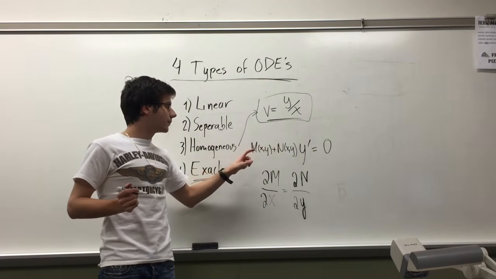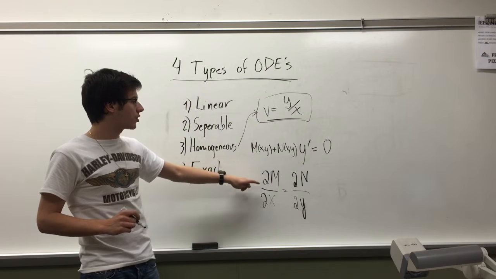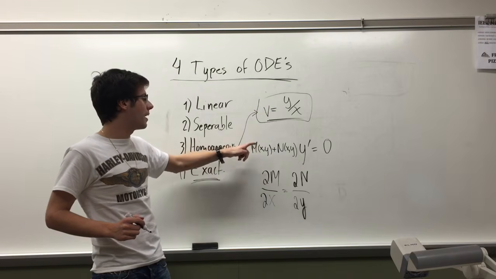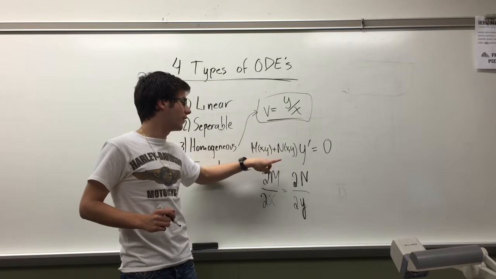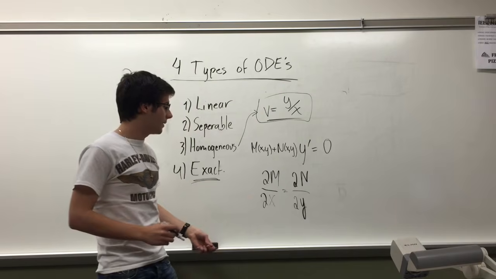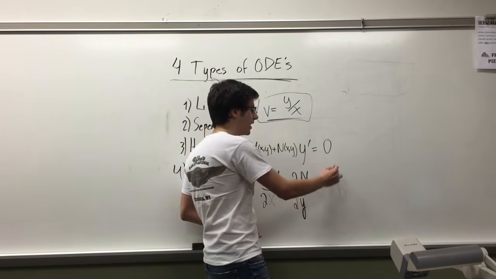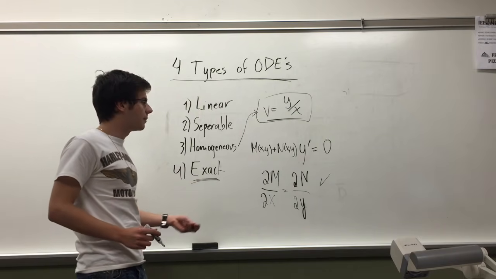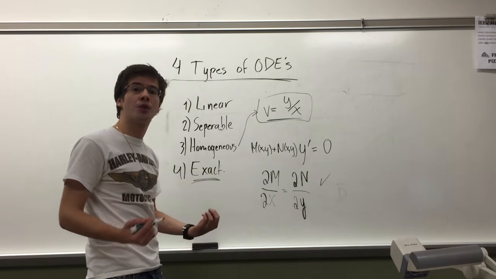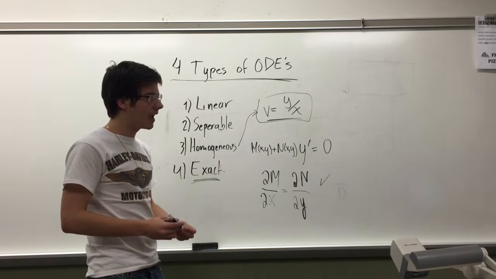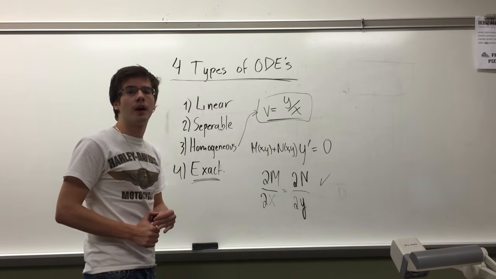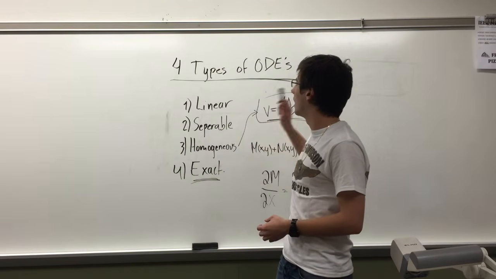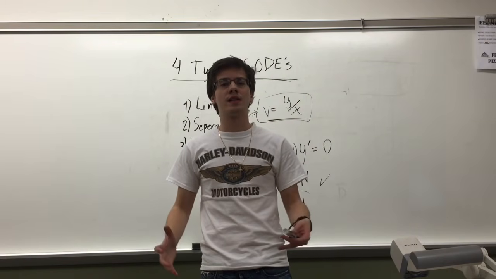then this differential equation is exact if the partial derivative of m with respect to y is equal to the partial derivative of n with respect to x. And if this is true, then the differential equation is exact. And there's a method of finding the potential function and solving the ODE. But again, I'm going to go more in detail in each one of these types of ODEs with specific examples and everything.